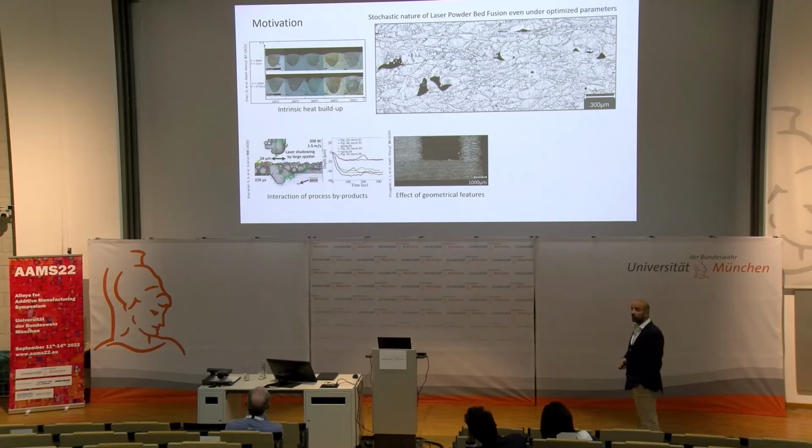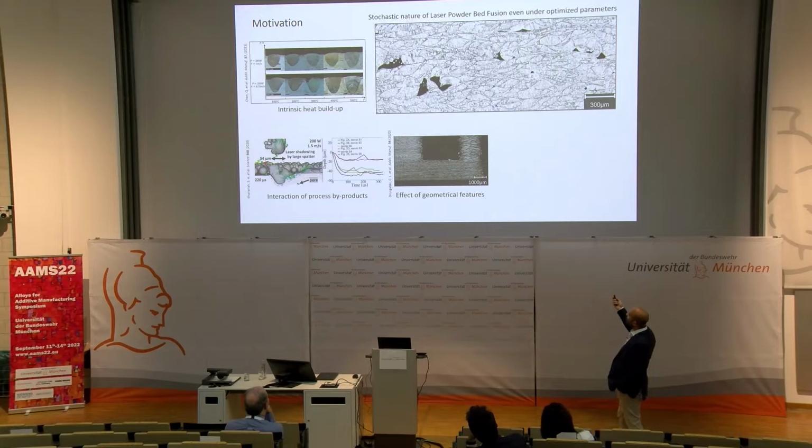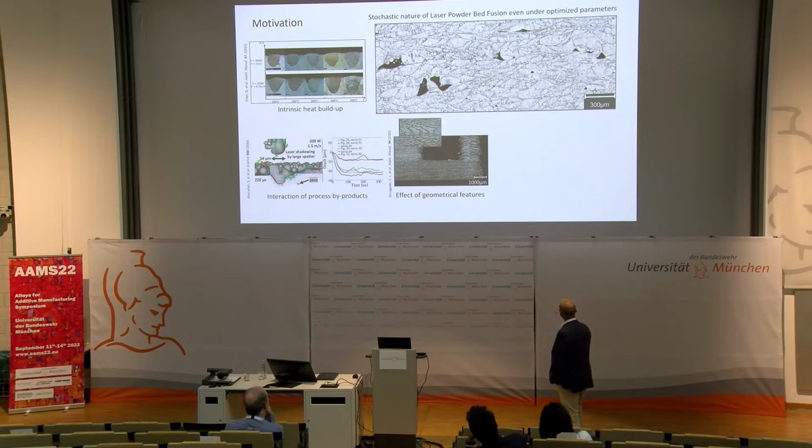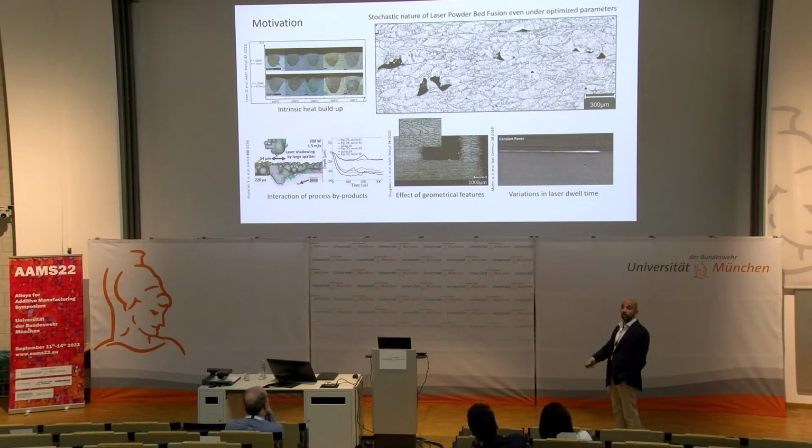Another effect is the effect of geometrical features. Imagine you're going to scan a very thin wall connected to bulk material with the same process parameters. Of course, you're going to have different melt pool geometry, and that can also be locally present when you create stochastic lack of fusion defects, and close to that, you're going to have the same effects going on. And the last one would be variations in laser dwell time at the beginning and the end of the track. This is a very well-known phenomenon in the process.